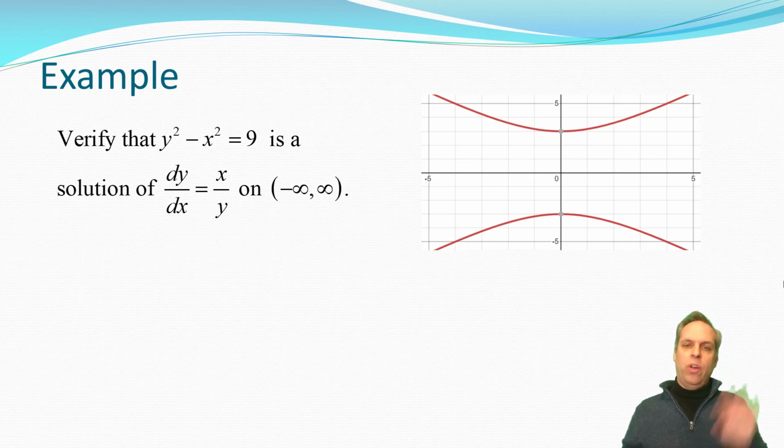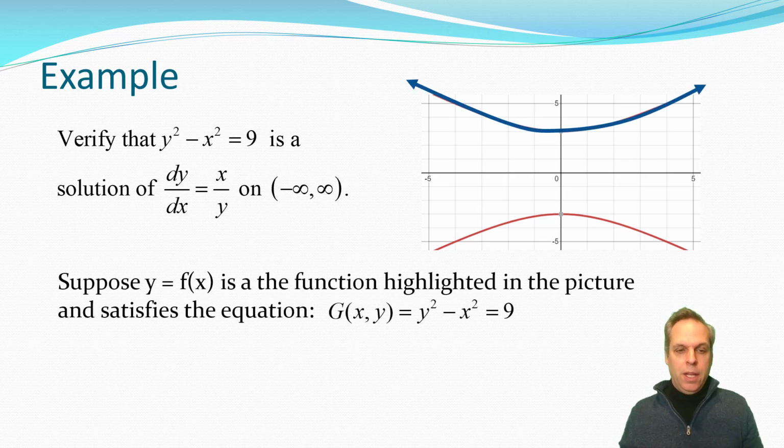What I want you to do is focus on the top branch. That will then create a function y in terms of x, and in fact, it's differentiable. So let's suppose then that y is that function highlighted in the picture. I'm going to convince you that that graph, whatever it is, has a slope at every single point given by the formula x over y.